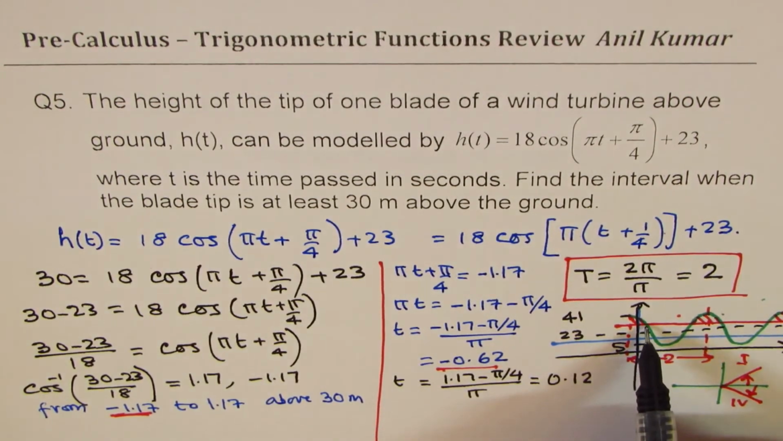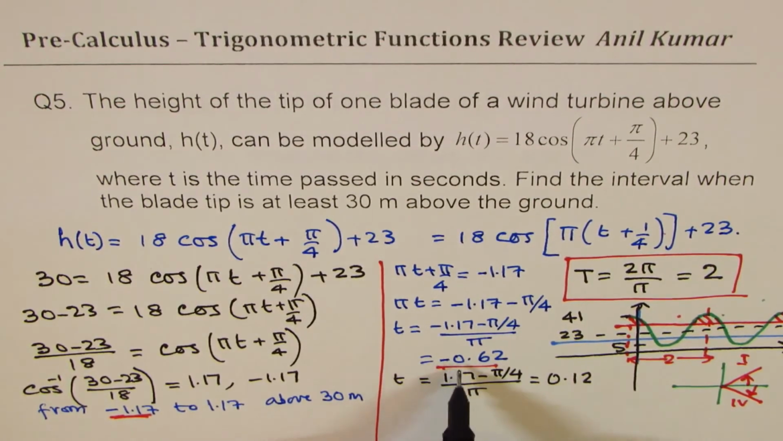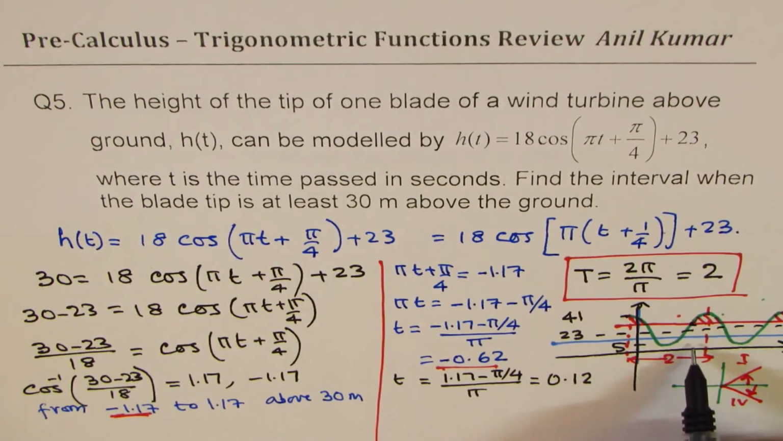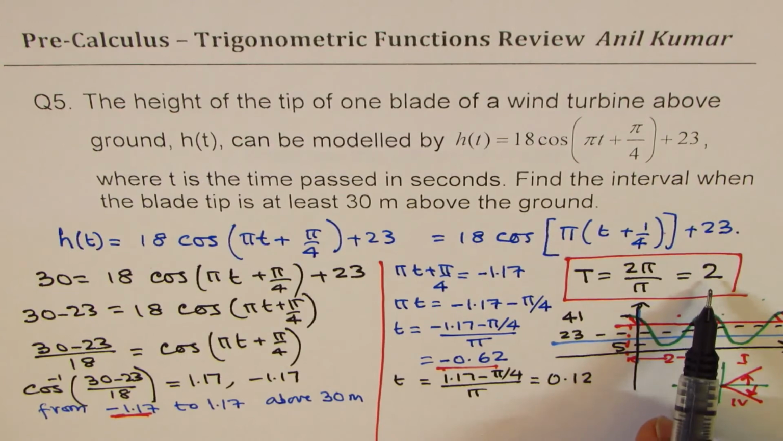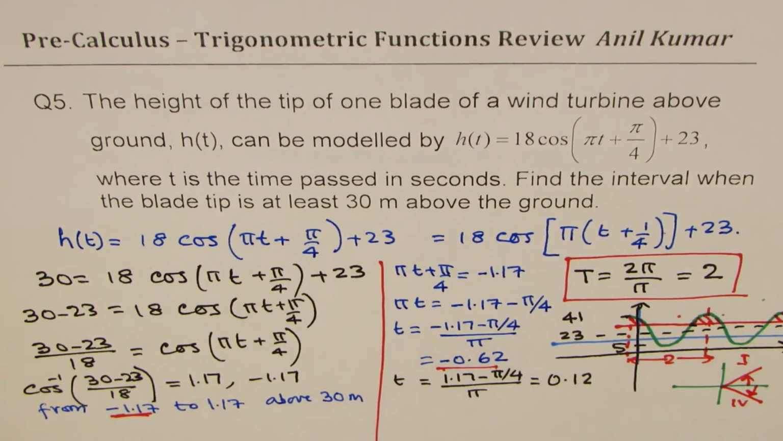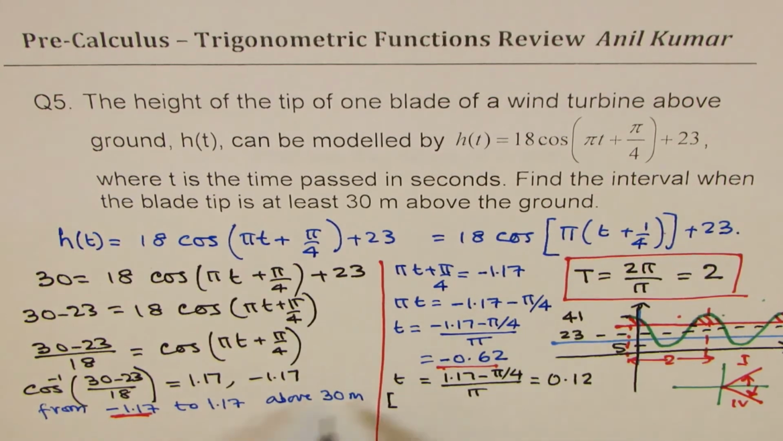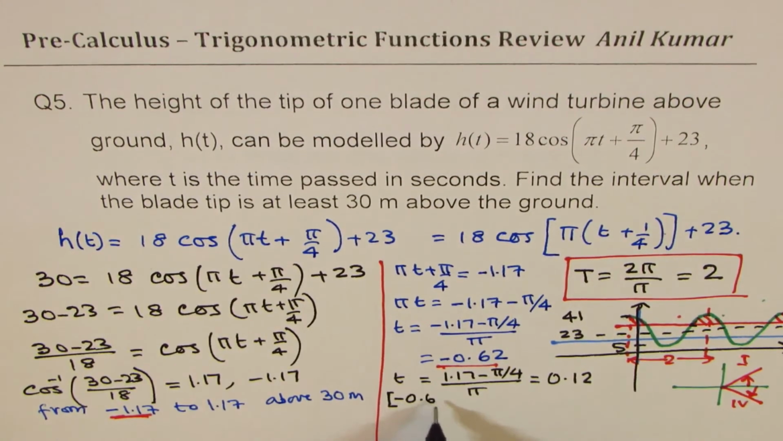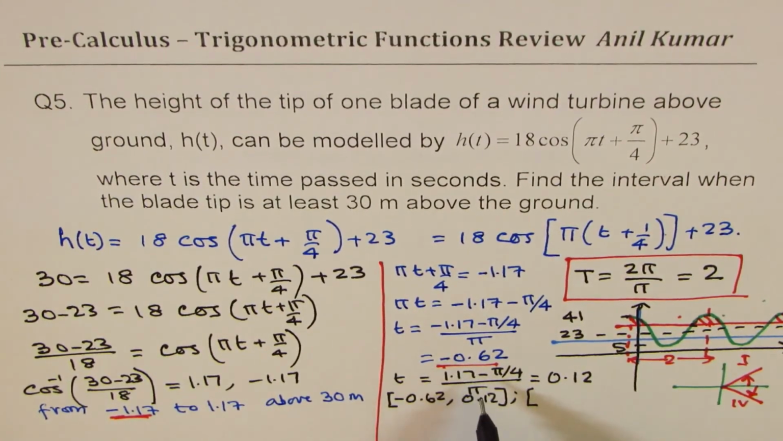So that means this point here is at 0.12 and the other point is minus 0.62. So that is in one interval. And if I have to find the next interval, what I need to do is just add 2, which is the time period, correct? So one solution is from minus 0.62 to 0.12. This is one solution. The other could be add 2 to it.